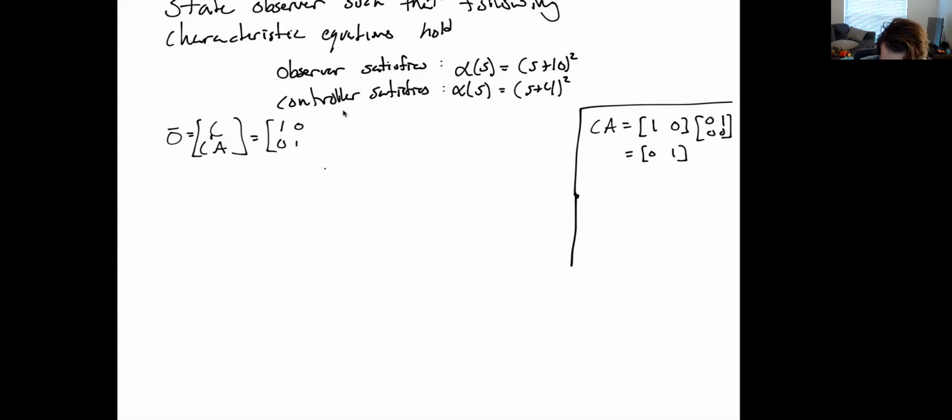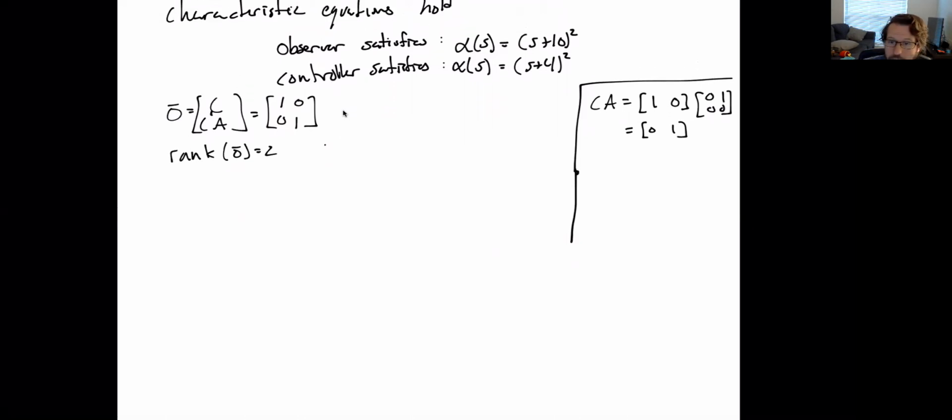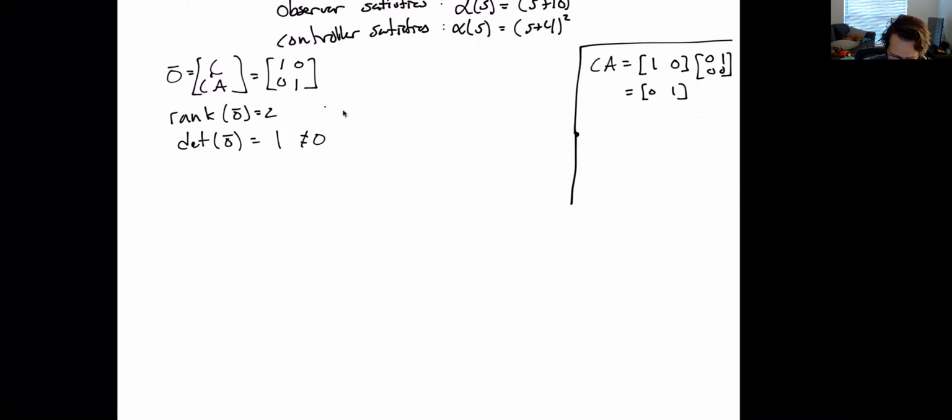All right, so let's go back here. 0, 1. What's the rank of this observability matrix? Right, 2. The rank of O bar is equal to 2. Why is that? Well, if you look at this matrix, these two either row vectors or column vectors are obviously linearly independent. You can also look at the determinant of this matrix. The determinant of O bar is equal to 1, which is not 0. That means none of our row or column vectors are linearly dependent on another one. That's another simple way to check.